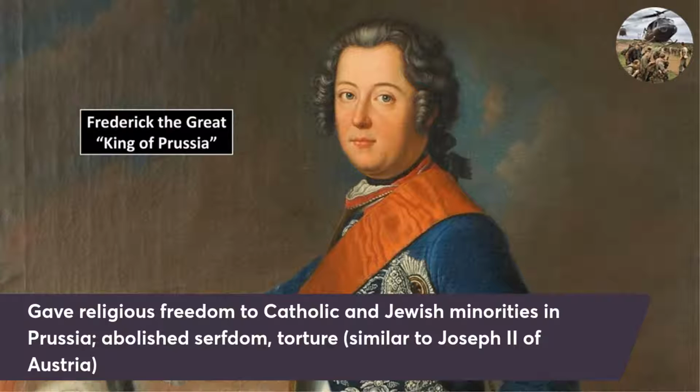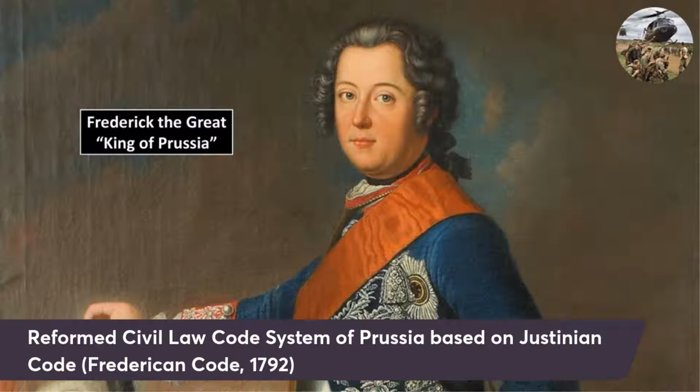He also was known for doing a lot with the law code system of Prussia. He had this code system that was called the Frederican Code that was developed in the 1790s. And so he began to modernize the Prussian law code system. He even created the civil service system in Prussia.